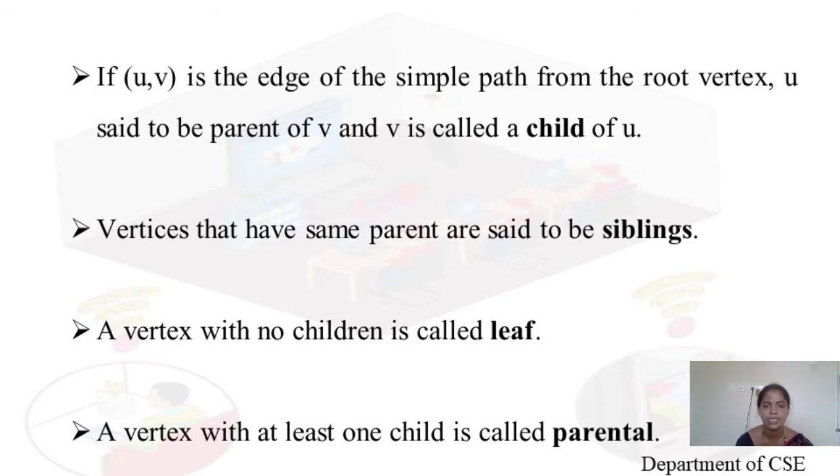Vertices that have the same parent, which emerge from the same node or vertex, are termed siblings. So first was child, then parent, then siblings, and now we will define the term leaf. A vertex with no children is called a leaf. If a vertex has at least one child, that vertex will be termed parental.